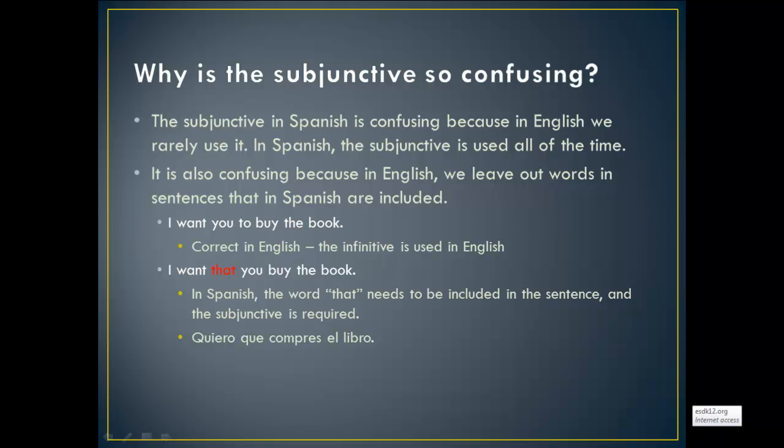Again, I want it to happen. I don't know if it's going to happen, so there's your doubt. And I am the subject in the first clause, and you are the subject in the second clause. So that means all of our criteria for the subjunctive. Okay? So I think that's where some of the confusion lies, is how we leave out the that in English. So keep that in mind when you're trying to write things. If I can say, I want that you buy the book, you're going to need to use the subjunctive, okay?